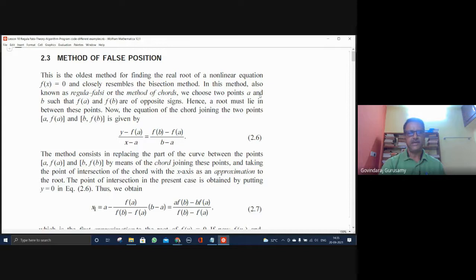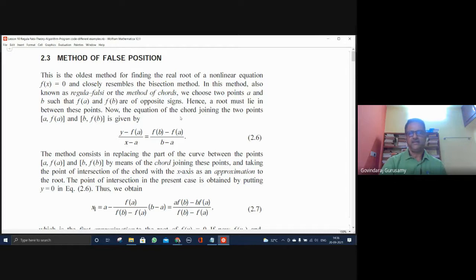we choose 2 points A and B such that f of A and f of B have opposite signs. This is the same thing we have done there, but we are going to handle it in terms of a chord. It's a sort of slope-like thing. We are drawing a line where f of A and f of B are lying on the curve. Hence, a root must lie in between these points, because the opposite signs are possible, and therefore it should have a root.